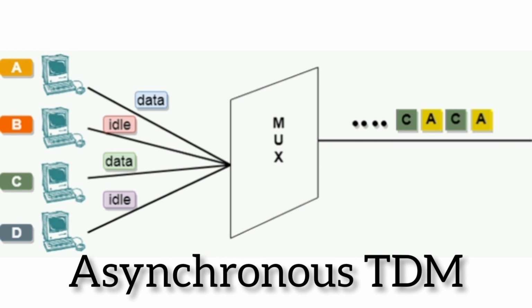In asynchronous TDM, there are 4 devices, but only 2 devices are sending data, that is A and C. The data of A and C are transmitted through the transmission line.